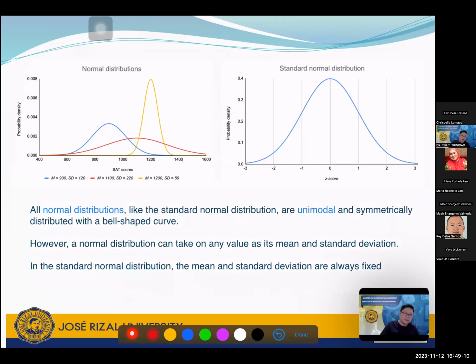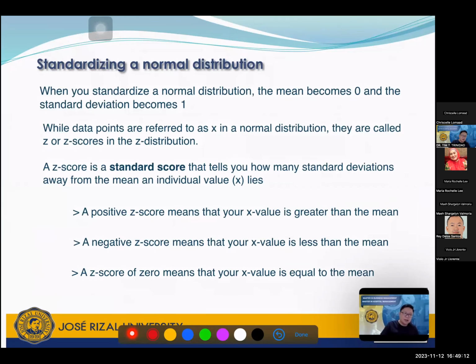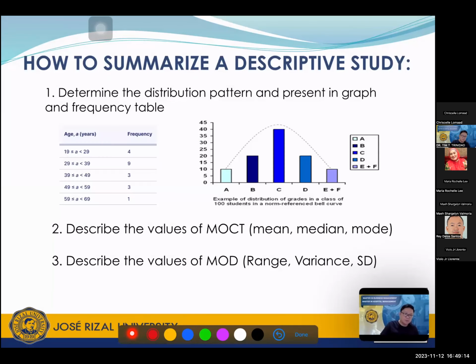Okay, that's all. Do you have any question? Okay. Why do we need to know the distribution of your data? Why do we need to know the distribution of your data?